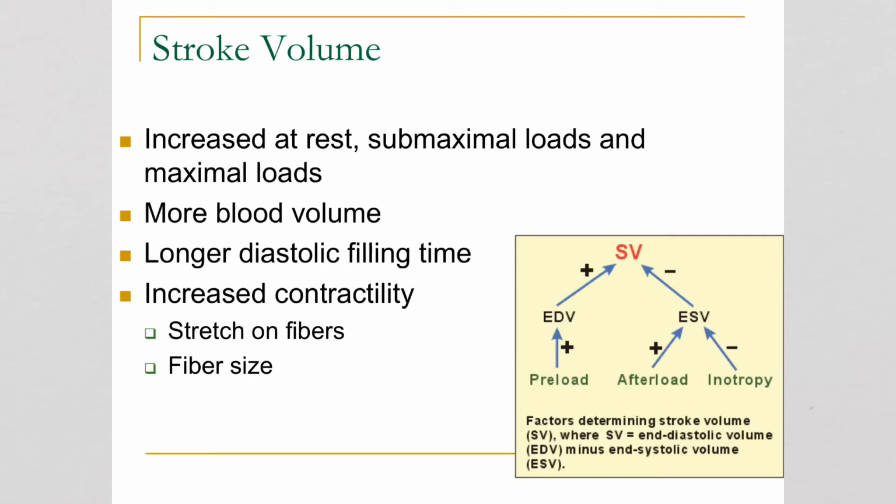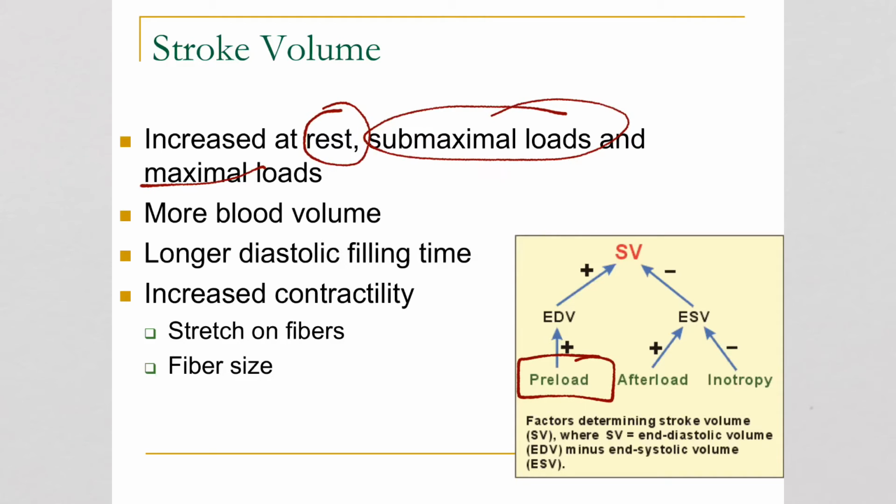Okay, so we've touched on this already, but we know that blood volume goes up, which puts more of a stretch on the heart. And what that leads to is an increase in your stroke volume. So stroke volume at rest goes up, stroke volume during maximal loads goes up, and at submaximal loads. This is because of more blood volume and longer diastolic filling time. And this causes an improved contractility or stretch on the fibers. So we think about stroke volume. Look at this graph over here. Preload is going up, which is causing an increase in the end diastolic volume, which causes a more forceful contraction.